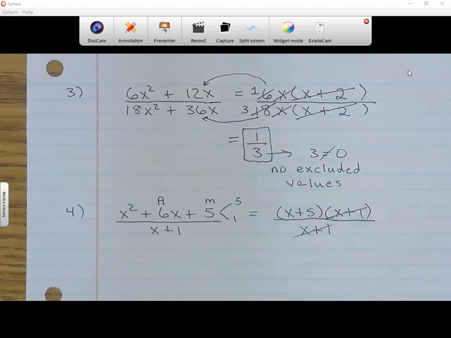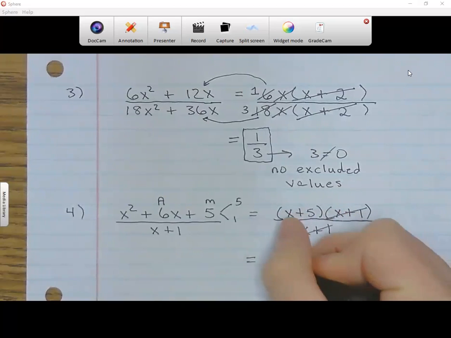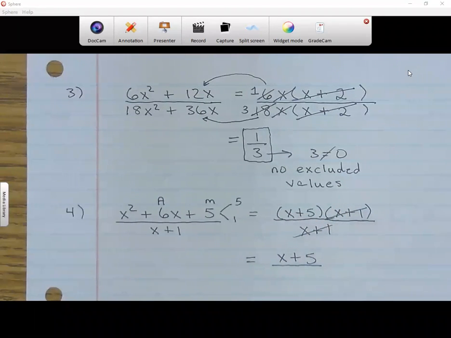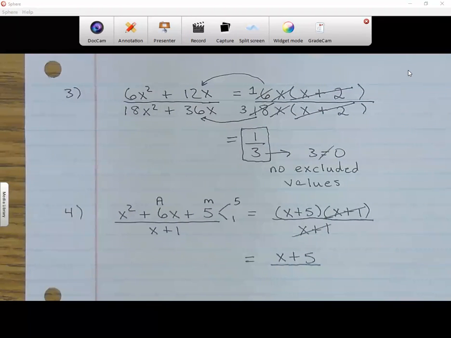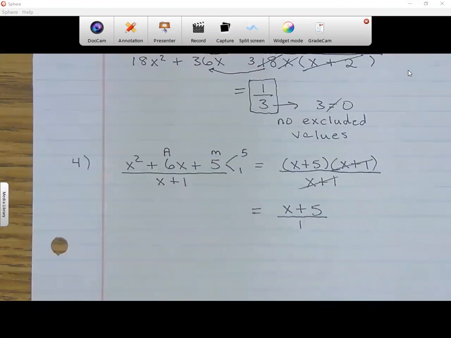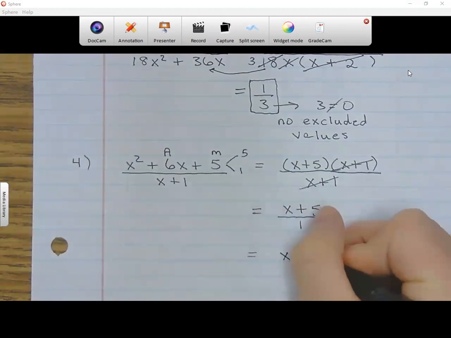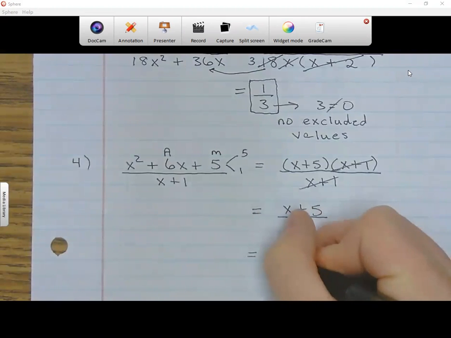Now, what do I have left at the top? Just an x plus 5, right? What do I have left on the bottom? Well, I don't have anything at the bottom, so I need to leave a 1. So now, if I'm dividing by 1, that really just means the numerator is going to be the answer. So my answer is going to be x plus 5.